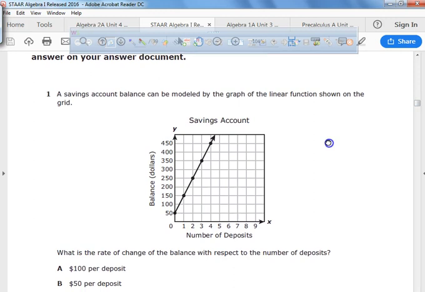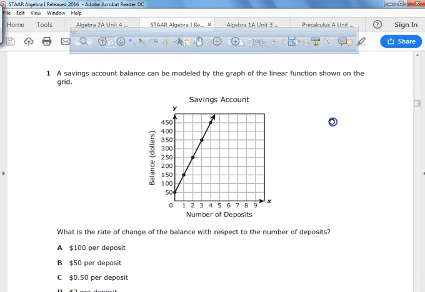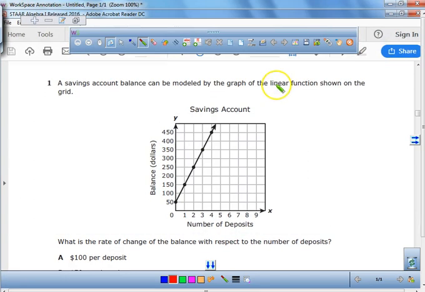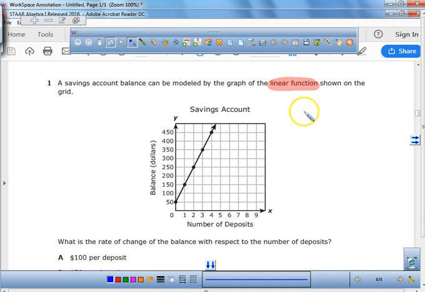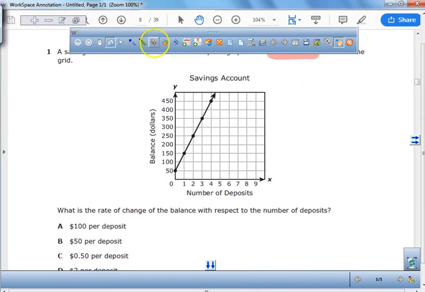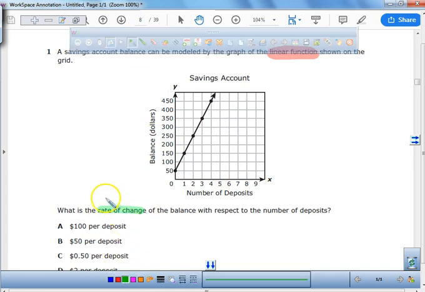It says a savings account balance can be modeled by the graph of, keyword, linear function. What do linear functions have? They have slope and your y-intercept, right? So right here it says, what did it ask for? It asks for the rate of change. Now, what is the rate of change always talking about in a problem? Something progressing. But that's talking about the slope.